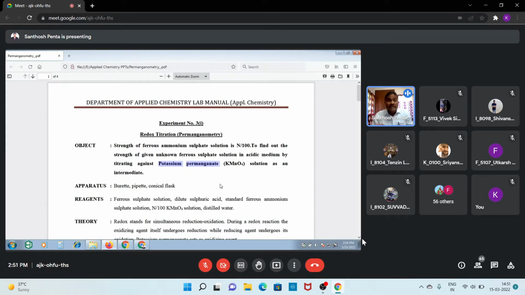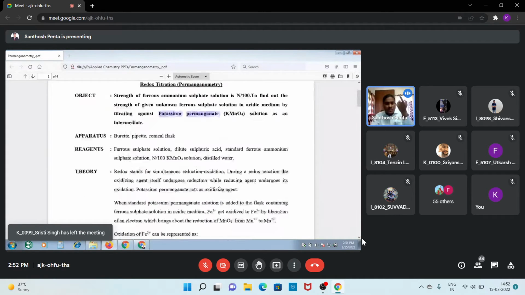What is the end point? Dark red color. So how is it a redox titration? Because oxidation and reduction reactions are taking place simultaneously. How is it taking place? Yes, we can go through the chemistry.